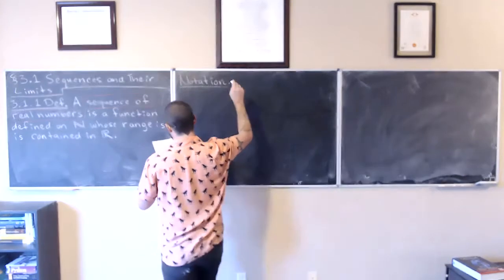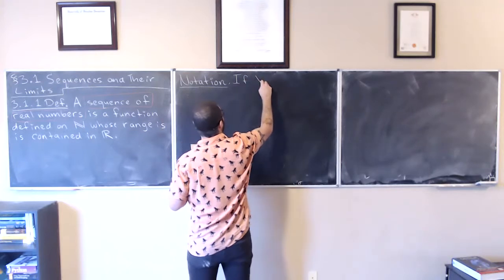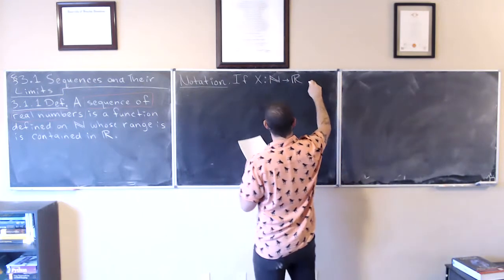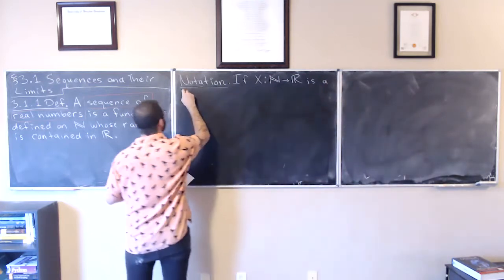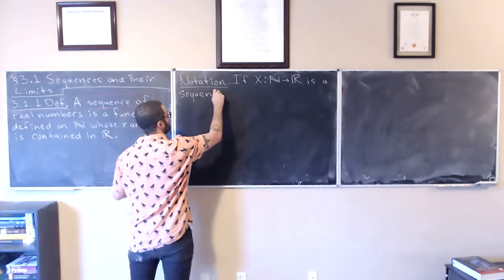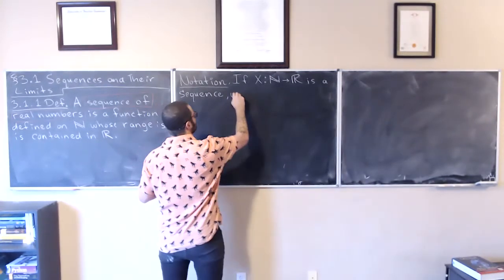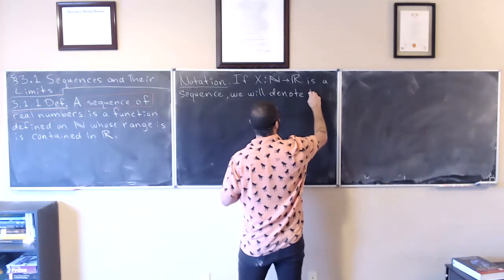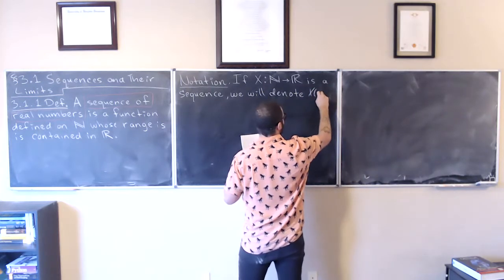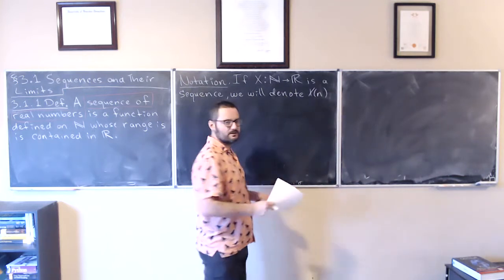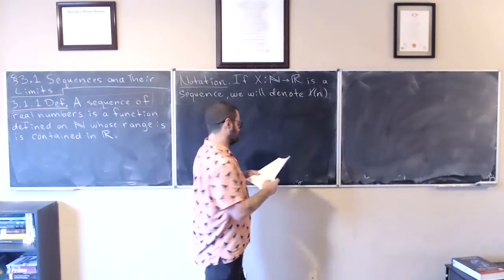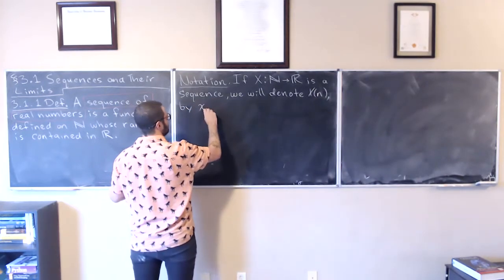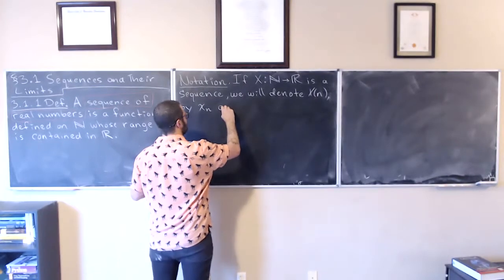Notation: if X is a sequence in R, we will denote the image of the natural number n, which you would typically write as X of n with a function, by little x_n.